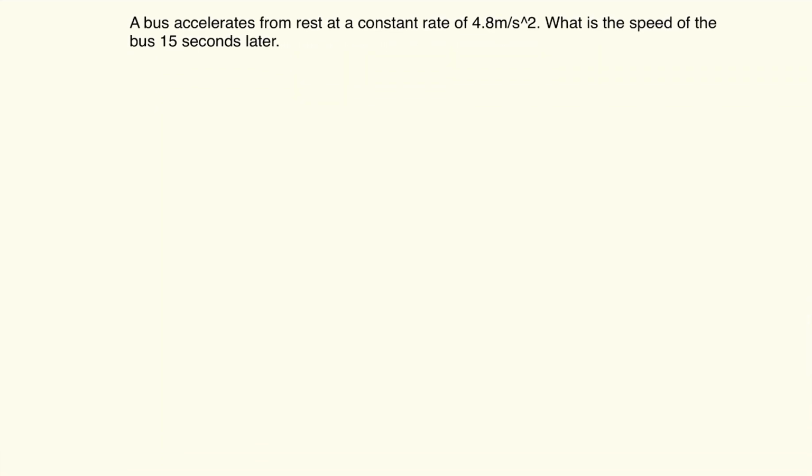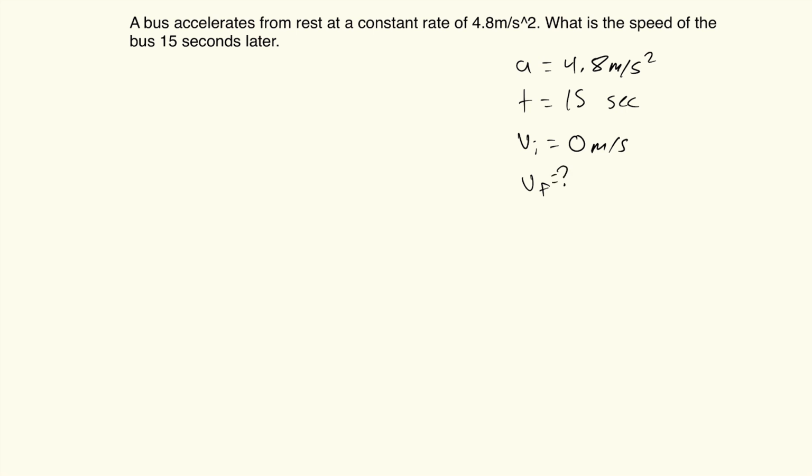A bus accelerates from rest at a constant rate of 4.8 meters per second squared. What is the speed of the bus 15 seconds later? So let's write out our givens. We have our acceleration, which is equal to 4.8 meters per second squared. We have our time, which is equal to 15 seconds. We have that the bus accelerates from rest, which means our Vi is equal to 0 meters per second. And then we're looking for our Vf.